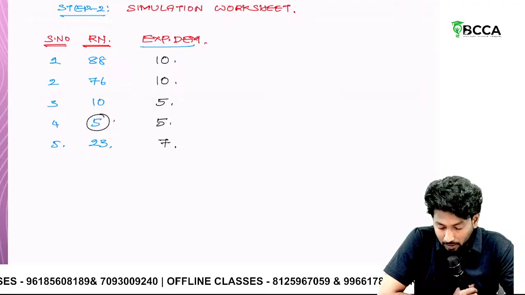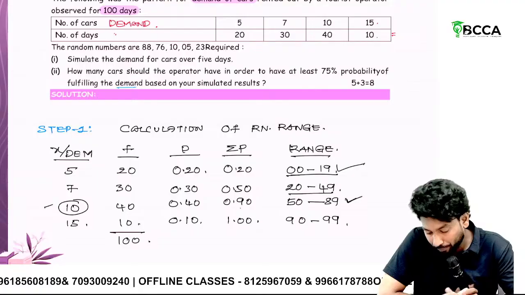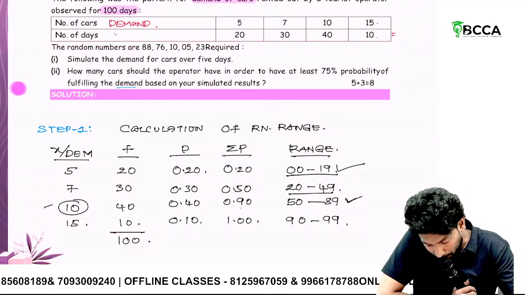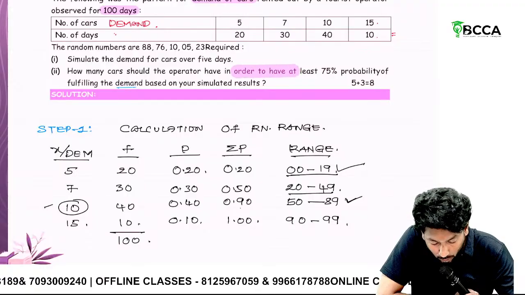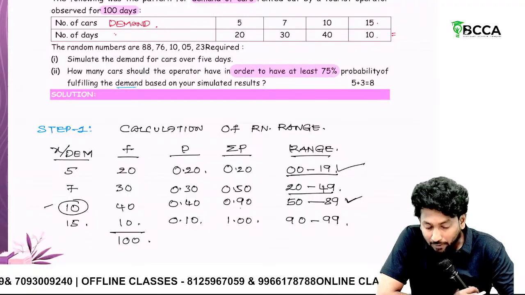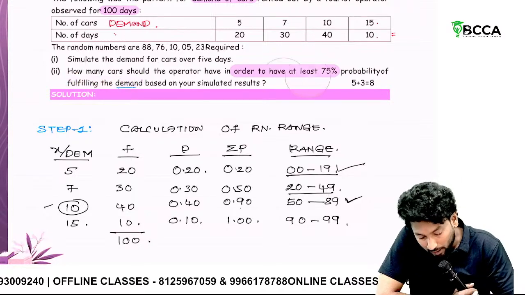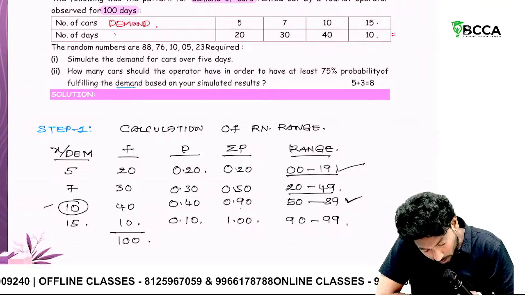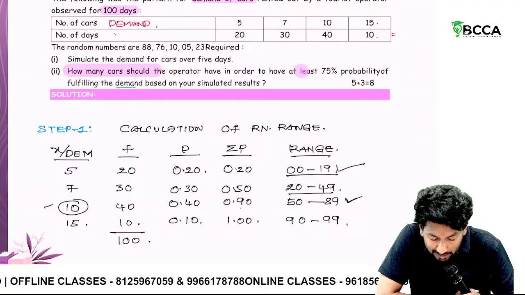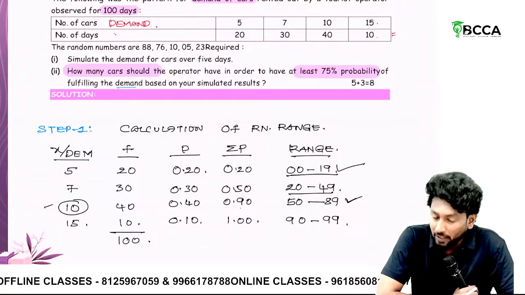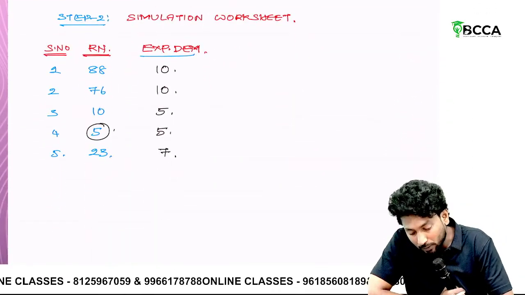They're not asking us to calculate total demand and all those. See, how many cars should the operator have in order to have at least 75% probability of fulfilling the demand, sir? So again, read this question. How many cars should we have to satisfy 75% probability of fulfilling demand, sir? That means, for how many days have we estimated demand, sir?